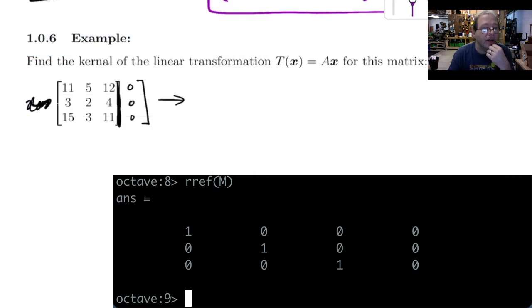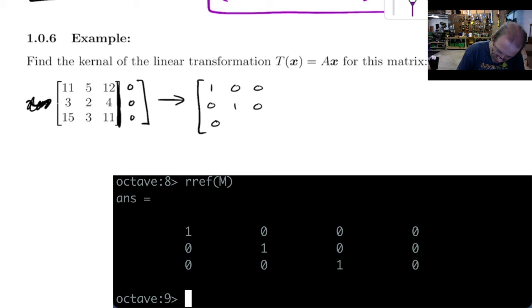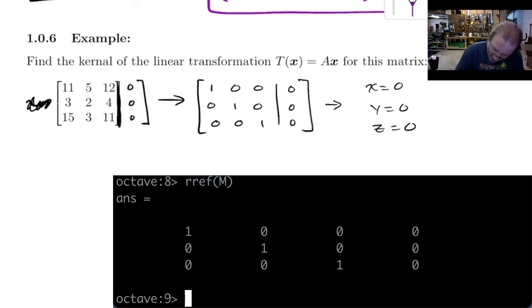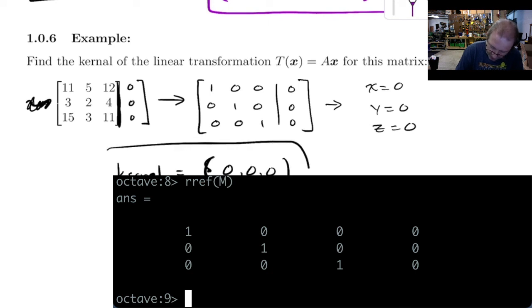Okay, now when I row reduce this, notice what I get. I get the 0 vector. Or not the 0 vector, the identity matrix. So what this tells me is I've only got one answer here. X is 0, Y is 0, and Z is 0. So what that means is the kernel is just the single point 0, 0, 0. That's the only thing that gets mapped to the 0 vector by this linear transformation.